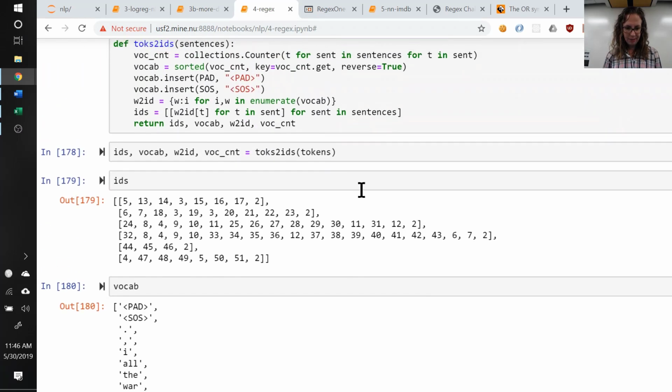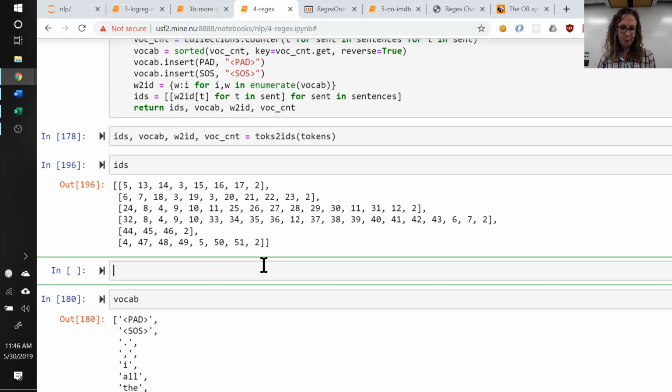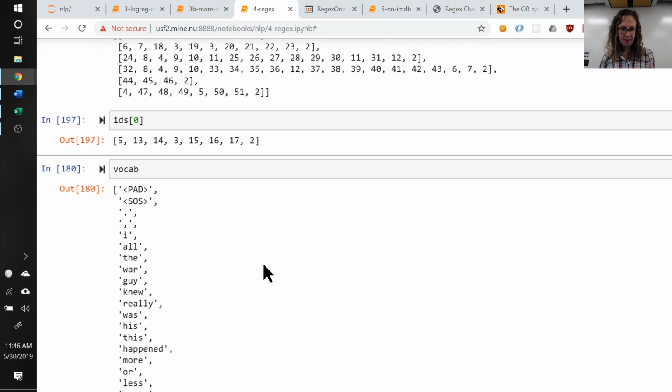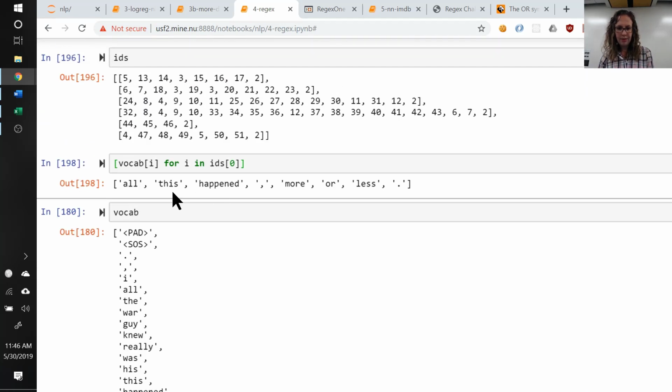Actually, let me just add, let's go through one of these sentences. To check out the first sentence, we've got this. If we wanted to make that back into a sentence, we would use vocab of I for I in IDs. All this happened more or less. So that's given us back our sentence, and that's how we can get between them. Any questions about that?